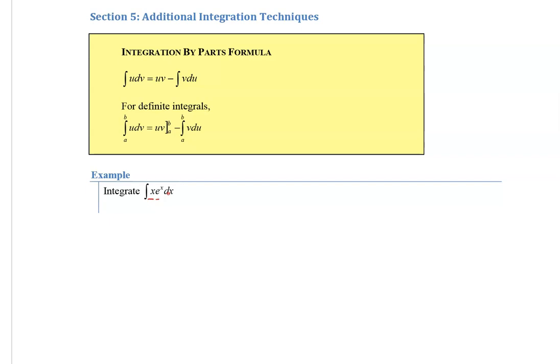Now, how do I pick what things are going to be? Well, typically you want to pick your u and dv from the product. What do I want to pick to be u? I want to pick the function that when I take the derivative of it, it reduces. And so I'm going to pick x to be that u. What do I pick to be dv? The rest of the function, e to the x dx.